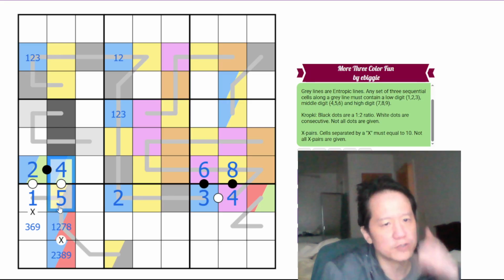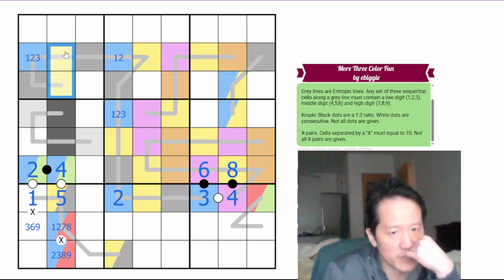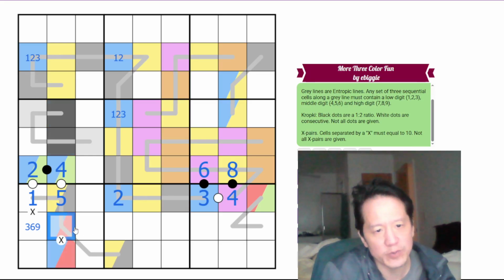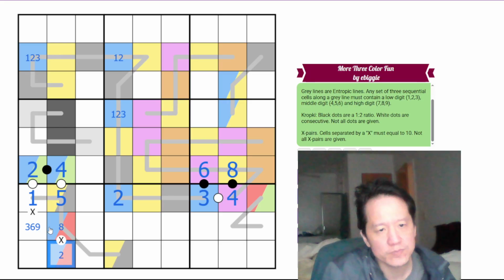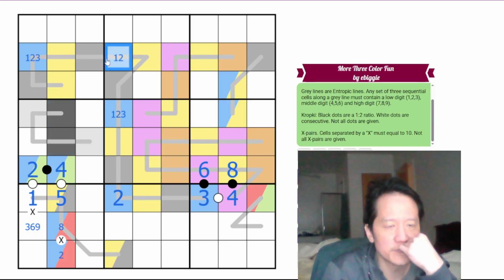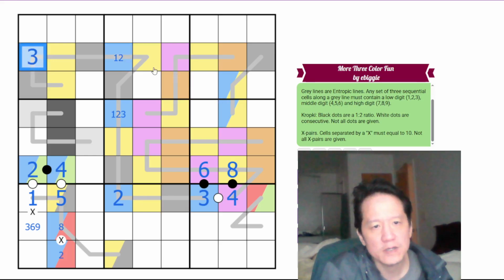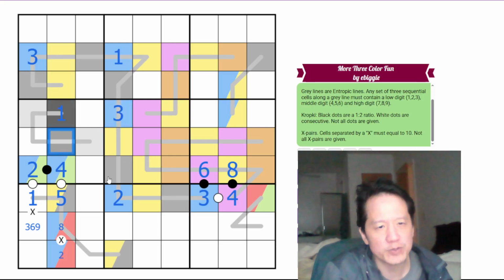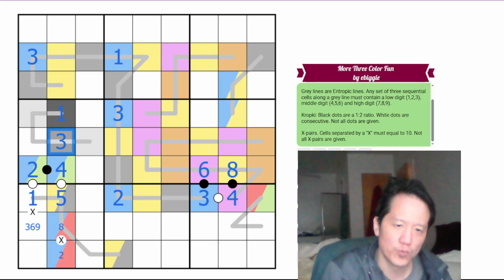Well, we have two middles here. So this would be high, and these would be lows. So this would have to be 1 and 3. Oh, well, that's interesting. That makes this have to be 8 and 2. Because this would have to be 1 and 3 and low. This would be 3. This would be 1. This would be 3. So this would be 3. This would be 1. This would be 3. So that kind of works.